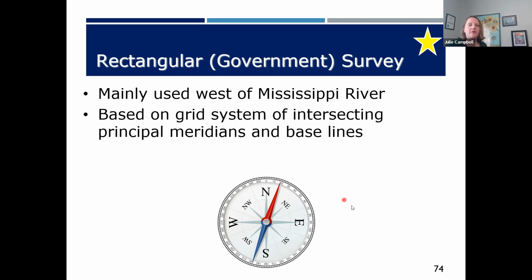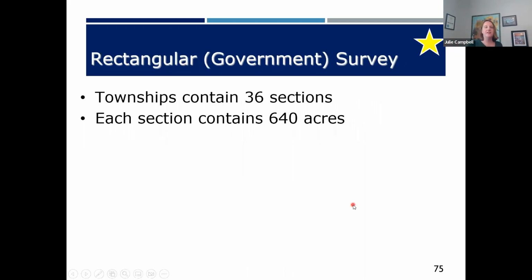The rectangular government survey system has townships. Each township contains 36 sections. You need to know that number near the end of November. Each township has 36 sections. Each section contains 640 acres. Yep, you need to know that one too. Flashcards.